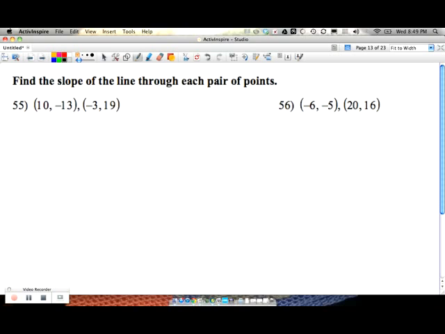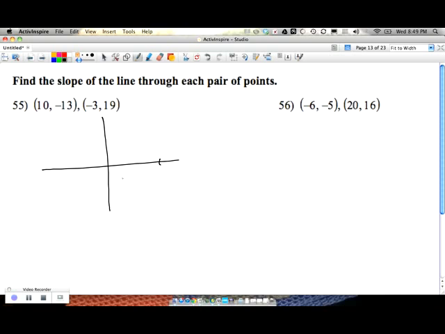There we go. Find the slope of the line through each pair of points. Well, I'm going to do again one of these with a picture and one of these algebraically, just so you guys see a combination of what's going on. Let's do first the one with a picture.